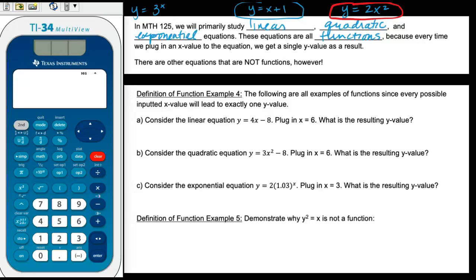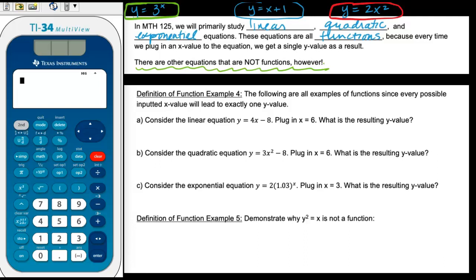And then lastly, if we think about this exponential equation, y equals 3 to the x, we're just going to take the number 3 and raise it to whatever value x is, and that's going to give us y. When we take 3 and raise it to a power, there's only one result that can come about. So all of those are considered functions. There are equations, though, that are not functions, and we'll look at one of those down below. So let's check out example 4.